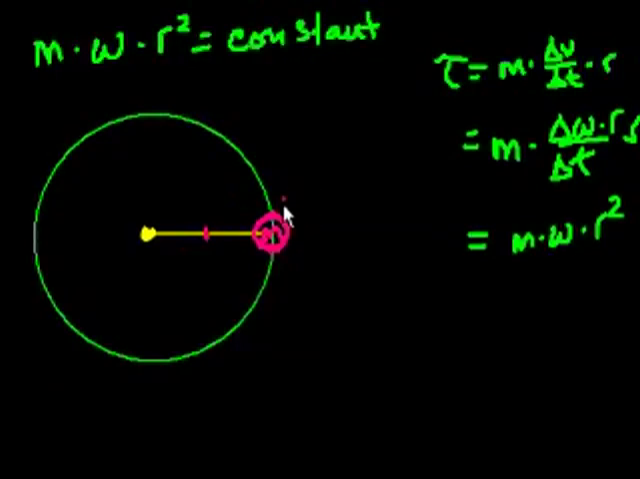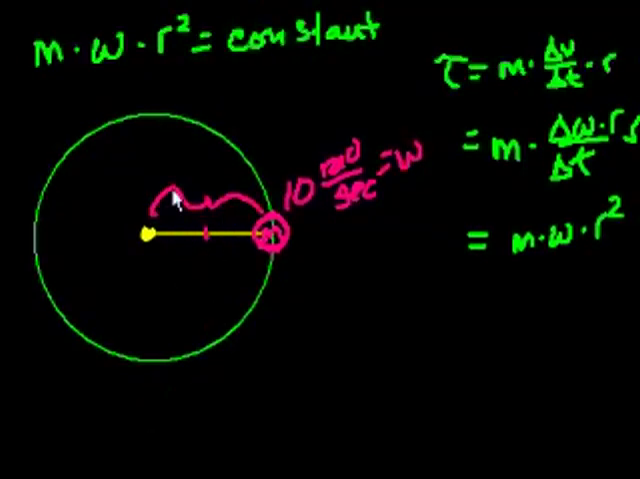Let's say it's spinning around at, I don't know, 10 radians a second. That's its angular velocity. And let's say right now its rotational distance is, let's say, 10 feet. So let's say this is an object that's spinning on an ice skating rink, I guess is a good way, because you don't want friction and all of that.